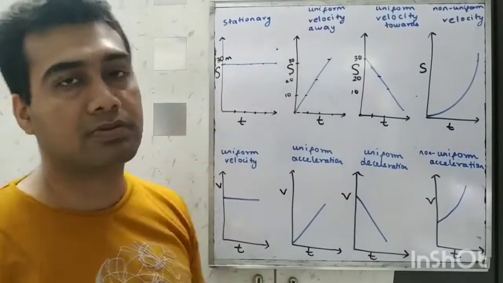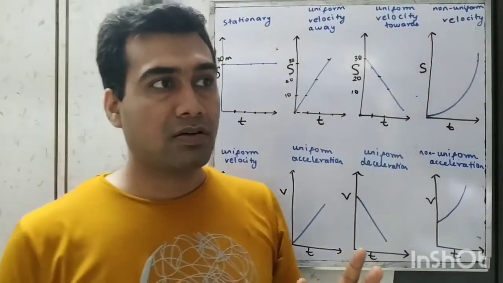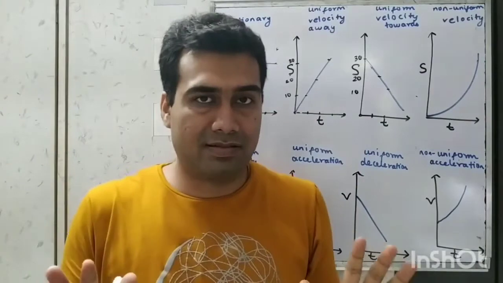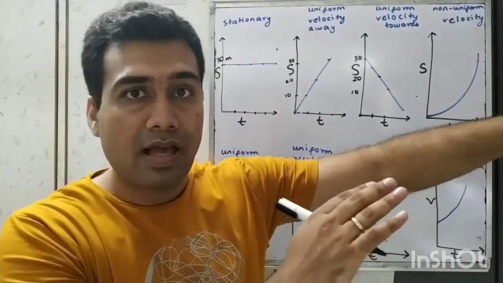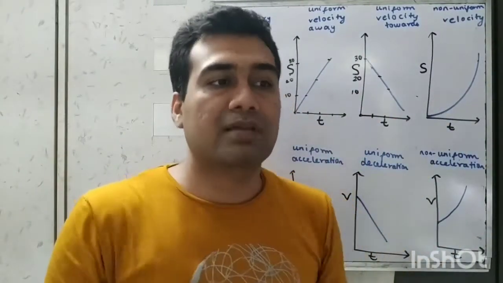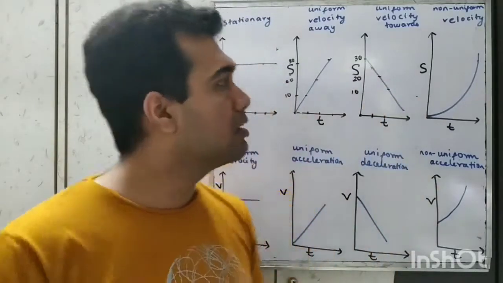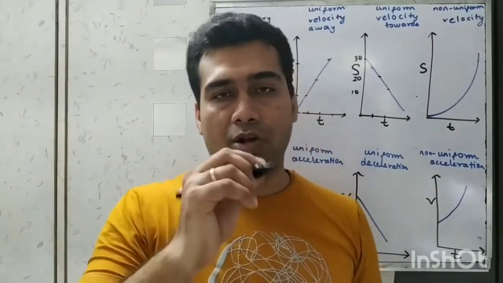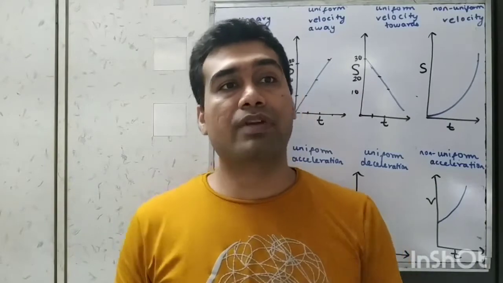This is a positive slope. Note that when I say that it is moving towards the origin, I'm not saying that the velocity is decreasing, and here the velocity is not increasing. It simply means that this is uniform velocity going away, and this is uniform velocity coming back towards the origin, where we assume the starting point is the origin. Since the direction has changed, while doing numericals we would say that velocity is minus 10 meters per second, where the minus sign means it is moving in the opposite direction.